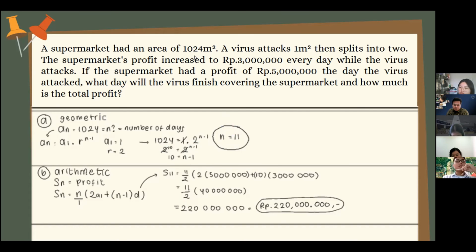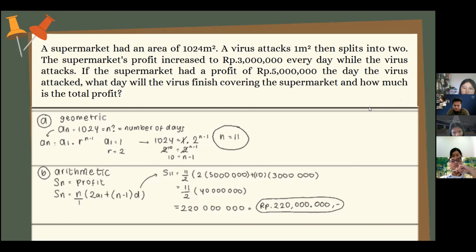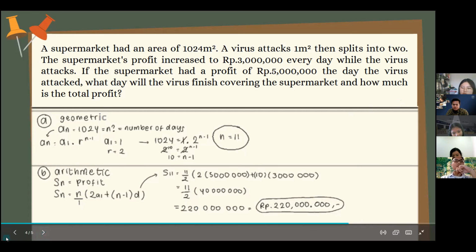The next step is finding the profit using arithmetic. Since we know the first day profit is 5 million, that's A1, and the common difference is 3 million. We use the formula Sn equals n over 2 times 2A1 plus n minus 1 times d. Since we know the day already, S11 equals 11 over 2 times 2 times 5 million plus 10 times 3 million. Then we get 11 over 2 times 40 million, which is 220 million. That's the total profit while the virus was attacking.